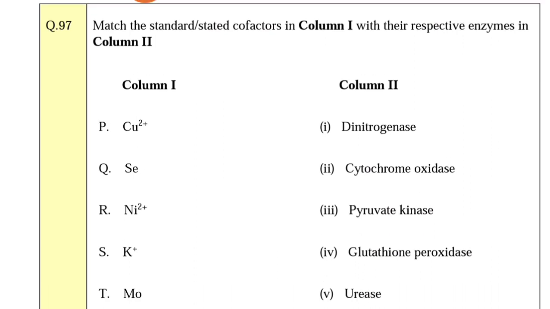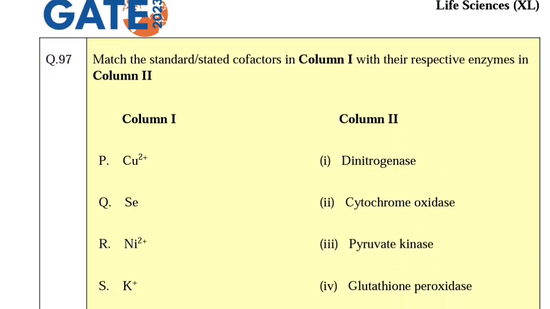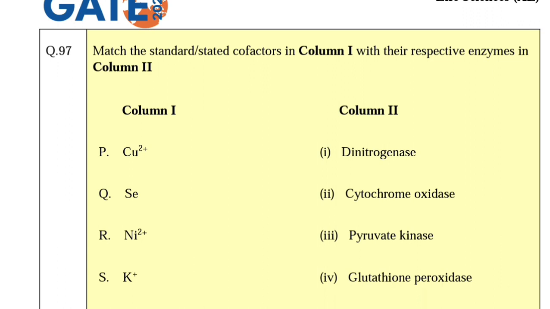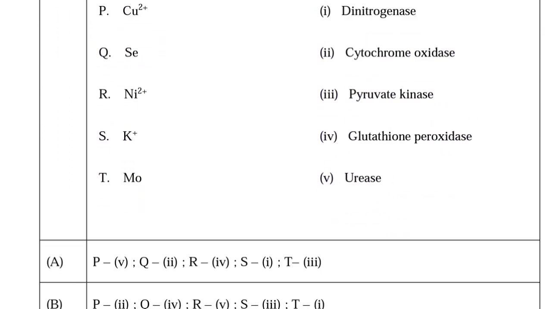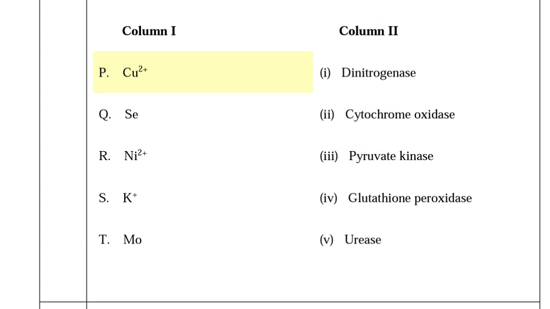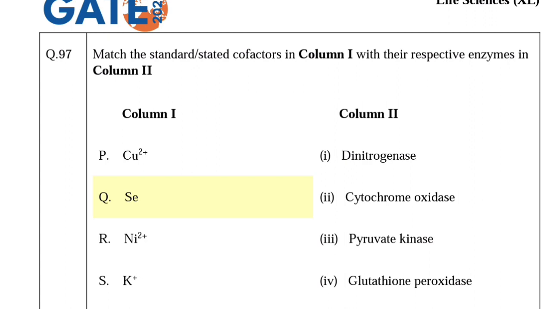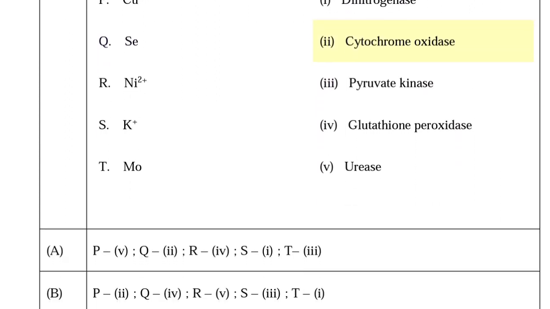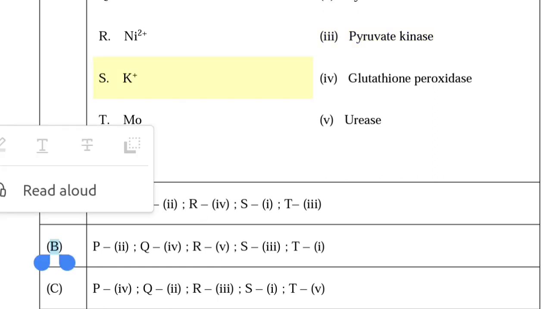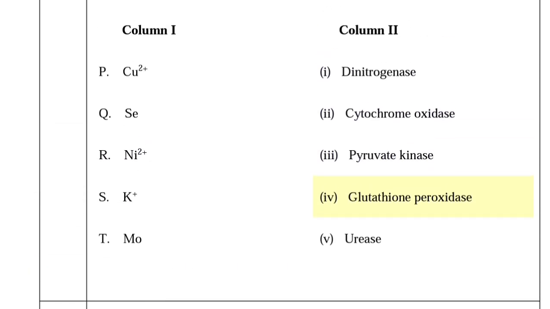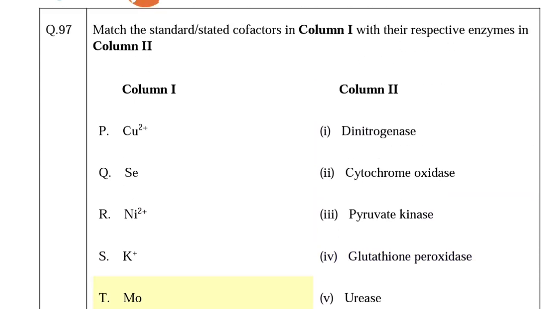Q.97. Match the standard stated cofactors in column I with their respective enzymes in column 2. Column I: P. Cu2+, Q. Fe, R. Ni2+, S. K+, T. Mo. Column 2: 1. Dinitrogenase, 2. Cytochrome oxidase, 3. Pyruvate kinase, 4. Glutathione peroxidase, 5. Urease.